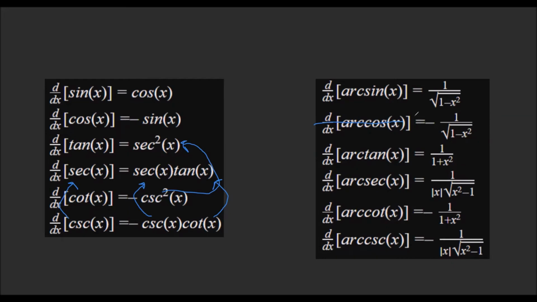Now, the derivative of arc tangent x is 1 over 1 plus x squared. You may notice that the derivative of arc cotangent x is negative 1 over 1 plus x squared. Now, the derivative for arc secant x is 1 over the absolute value of x times the square root of x squared minus 1. And the derivative for arc cosecant x is negative 1 over the absolute value of x times the square root of x squared minus 1.